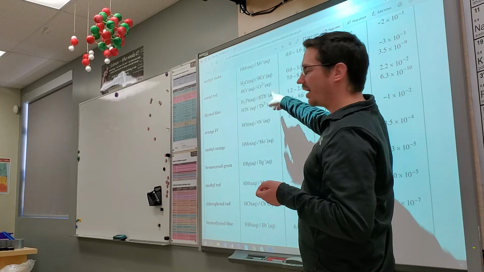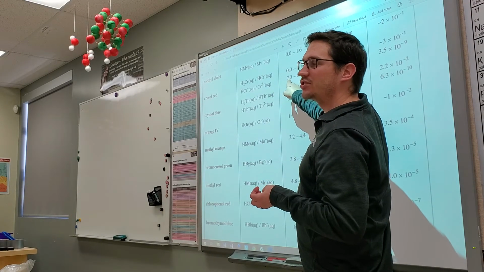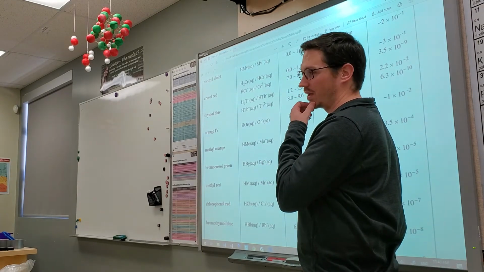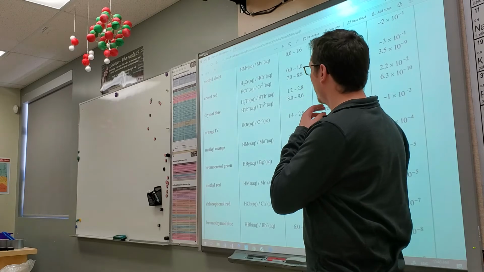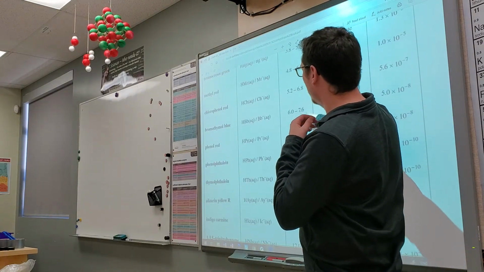That's too far. It's at the extreme end. It's at the extreme end of this color change. I would never use cresol red for this. Okay? Are we okay with that? All right. Keep going.